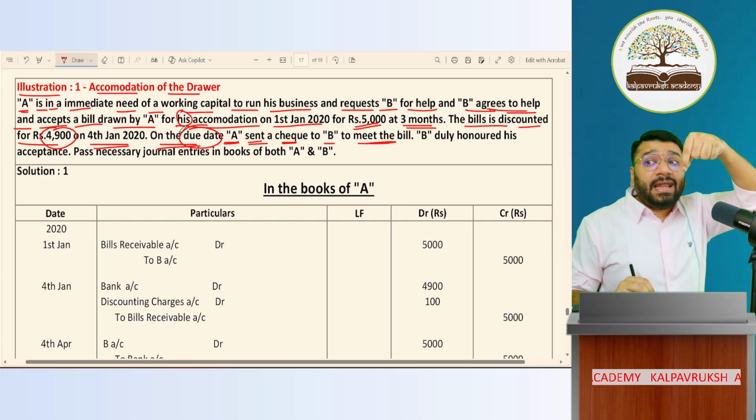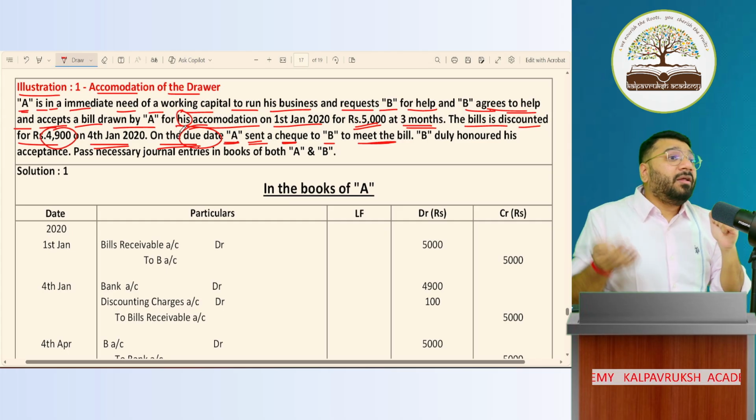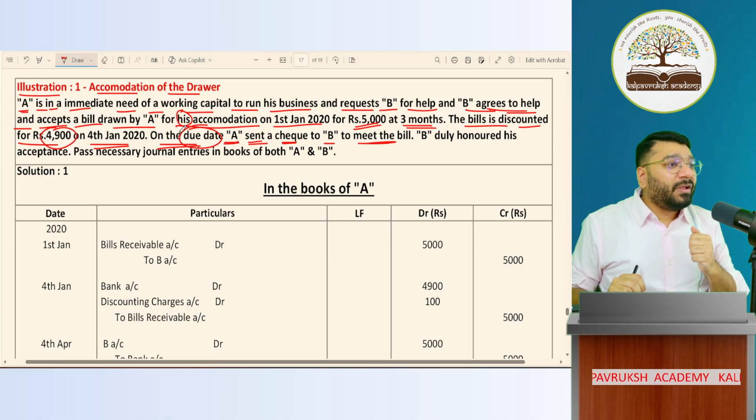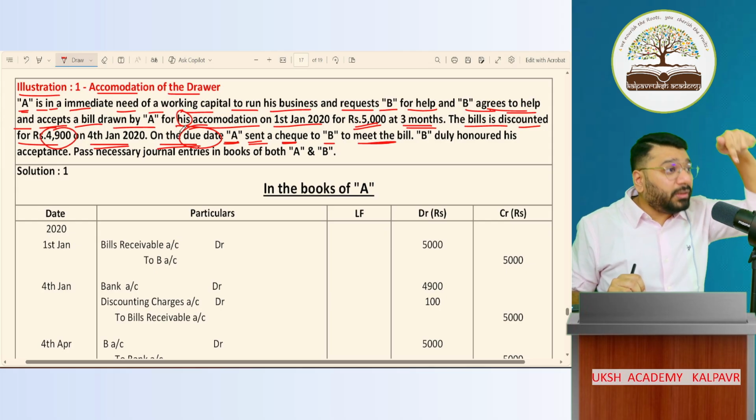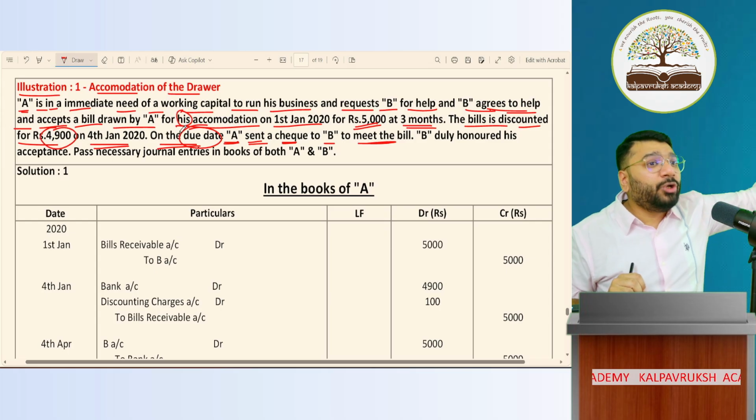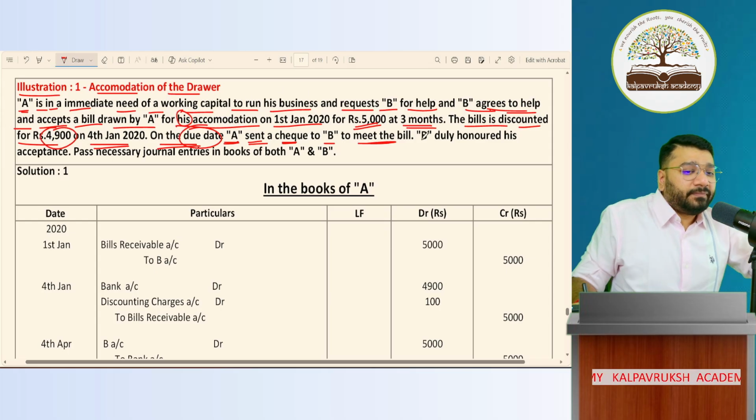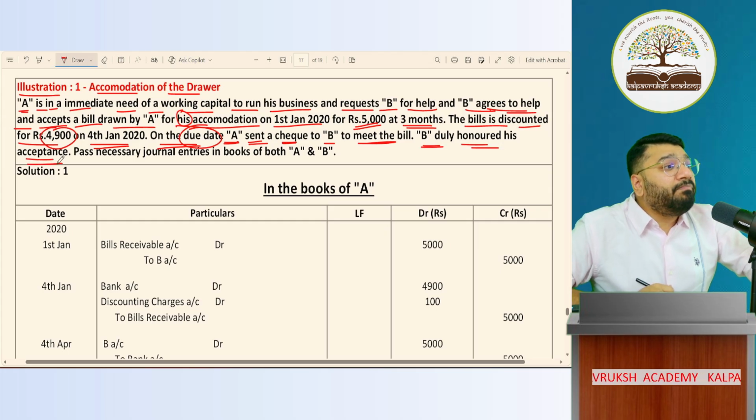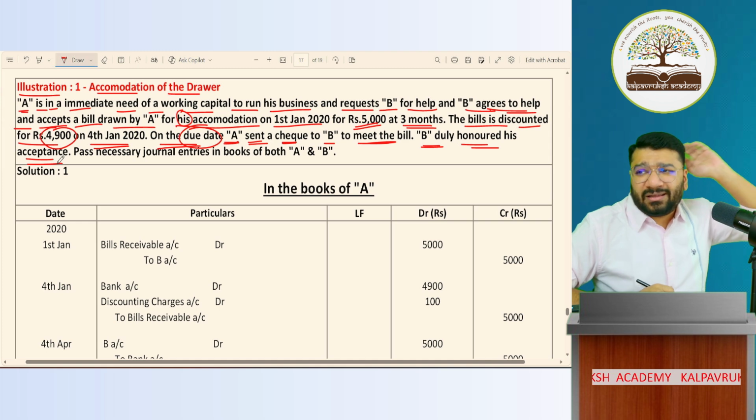On the maturity date, if the check is given, then if he deposits the money on the maturity date, after the maturity date only the money will come. Will the banker wait till then? No, because on the maturity date, the banker will ask for money. Got it, not got it? So here due date is proper due date. B duly honored his acceptance. Got it, not got it? B duly honored his acceptance.